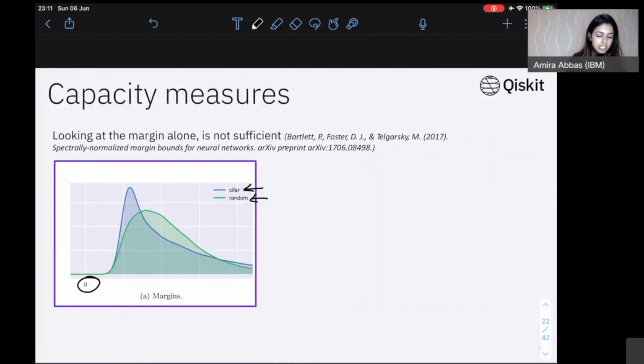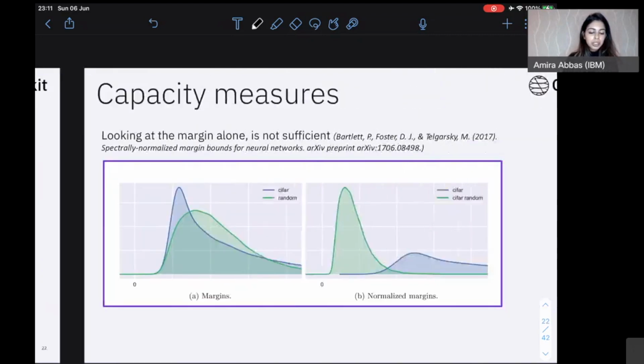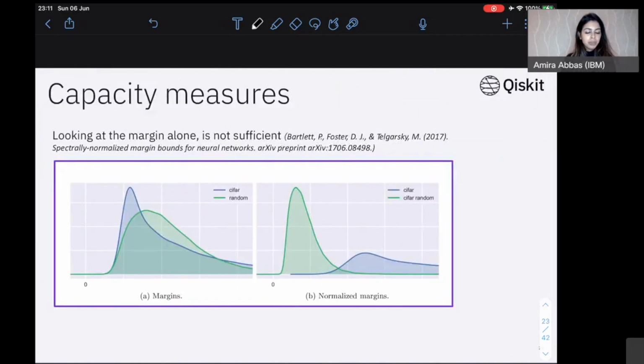And so what Bartlett and a few other people suggested was that we shouldn't just use margins for capacity, we should actually normalize the margin distribution by some factor that's meaningful. And when they introduced the idea of a normalized margin distribution, then we see exactly the behavior that we want to see with this randomization experiment. So now, if we look at the right-hand side picture, these are normalized margins, and I'll explain what they're normalized by just now. But we are normalizing the margins such that when we look at the model trained on random data, we have this undesirable distribution where most of the margins are close to zero.